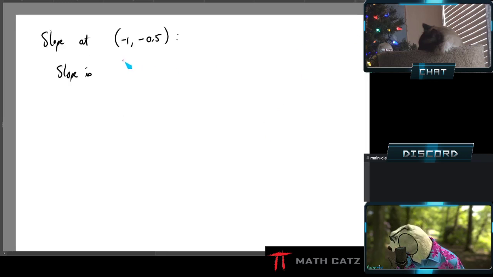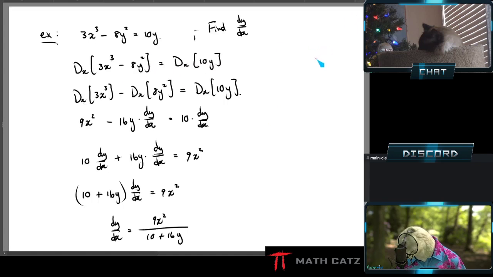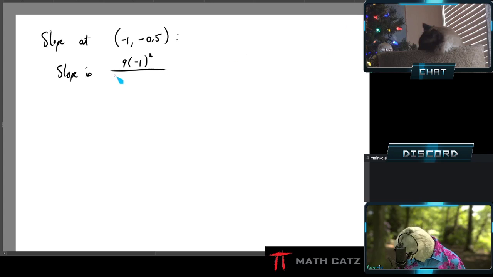So 9x squared, 9 times negative 1 squared, over 10 plus 16 times y, 16 times negative 0.5. Let's calculate it.